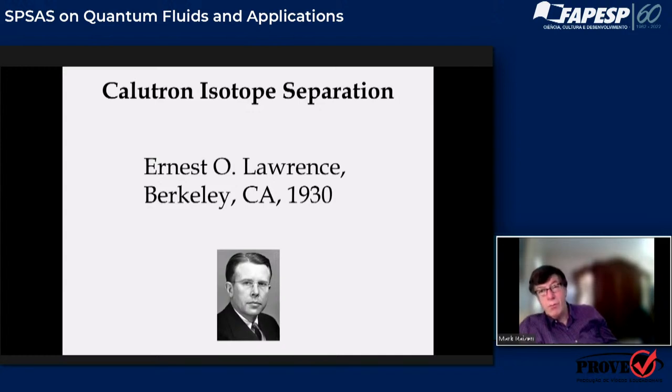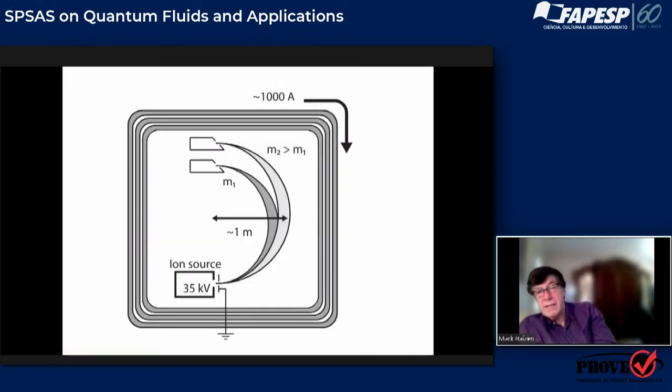The origin of the word calutron: cal stands for California, U stands for uranium, and tron stands for tron. I don't know. Okay, so how does a calutron work? Well, it's basically a large mass spectrometer.